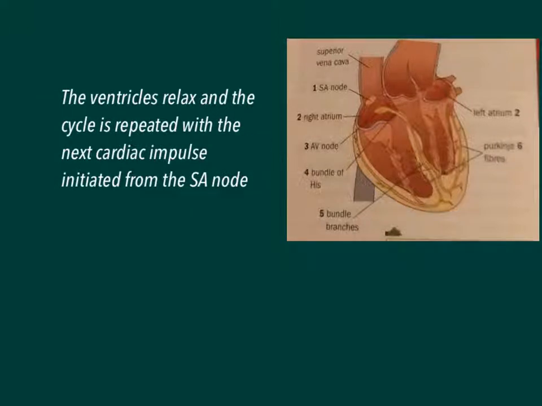Once these ventricles contract and empty the blood from both the left and right ventricle, they will then relax, going through ventricular diastole, and then this cycle is repeated with the next cardiac impulse again being initiated from the pacemaker or the SA node. And all of those stages that we just went through happen obviously much quicker, as it represents just one heartbeat or one cardiac cycle.